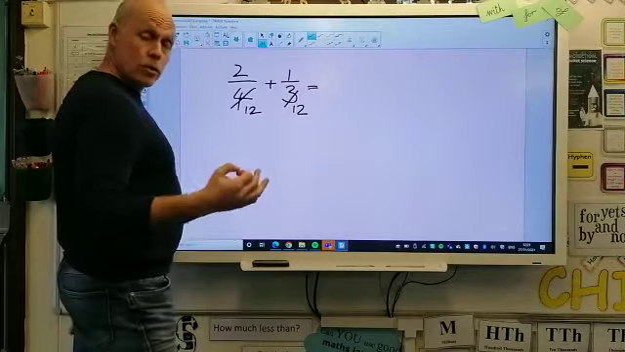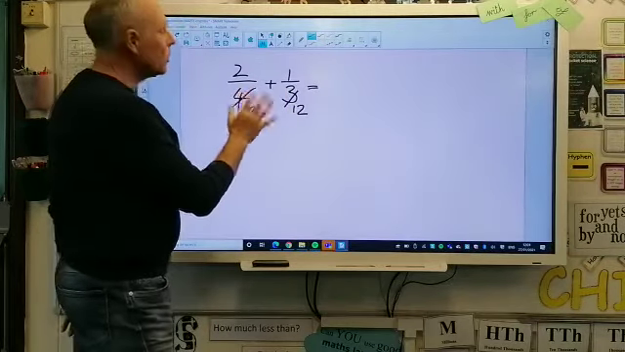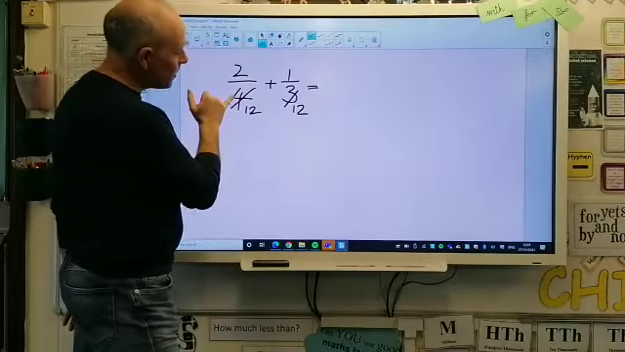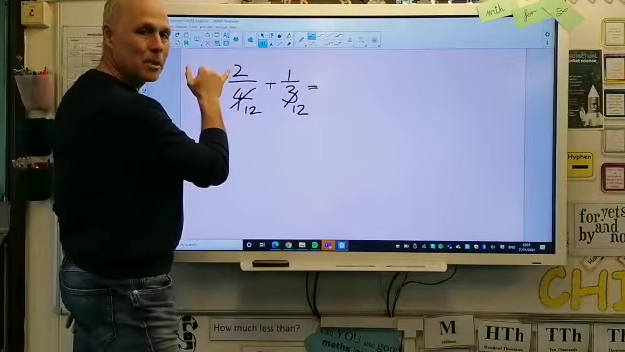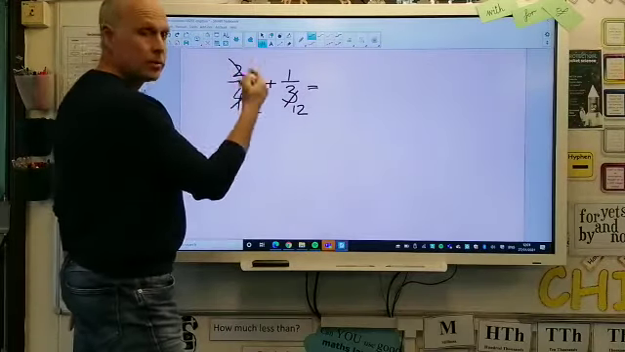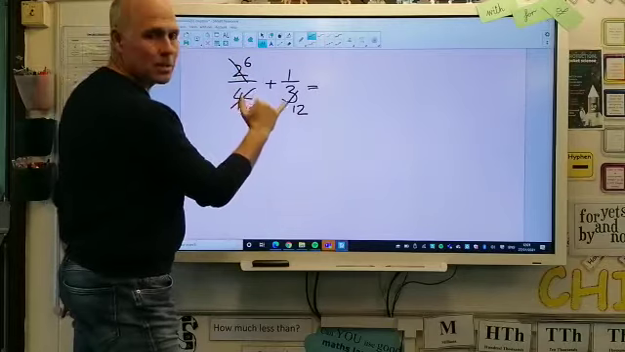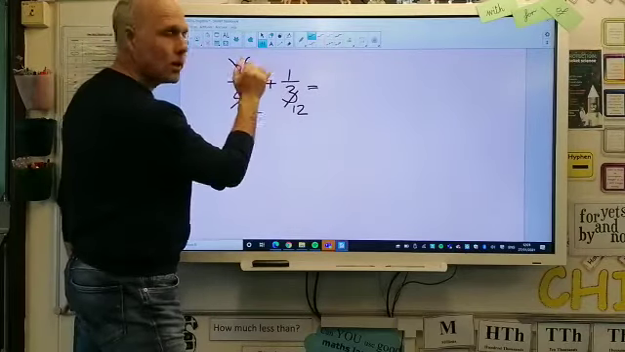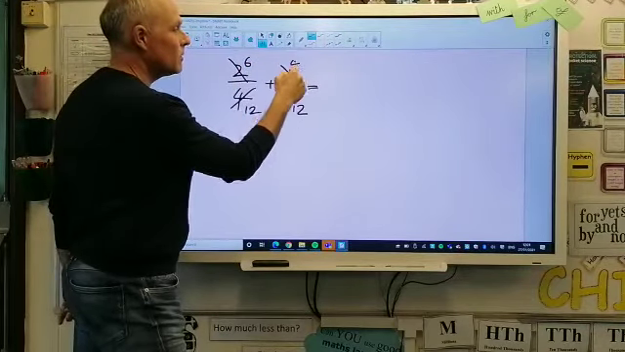Now remember the rule, whatever you've done to the bottom, you need to do to the top. So here we multiply 4 by 3, therefore we need to multiply 2 by 3. 2 times 3 is 6. 3 was multiplied by 4, therefore 1 must be. 1 times 4 is 4.